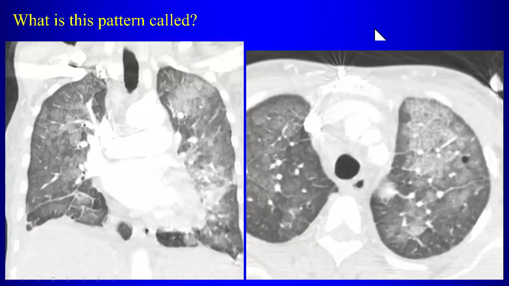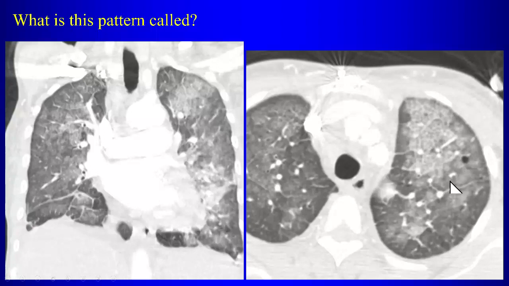Okay, so this pattern on CT is called? Crazy paving. Why is it crazy paving? What makes it crazy paving? Interlobular septal thickening superimposed on ground glass opacity. Well, you get that with what you just described. You get that with pulmonary edema, right? Pulmonary edema gives you interlobular septal thickening superimposed on ground glass opacity.